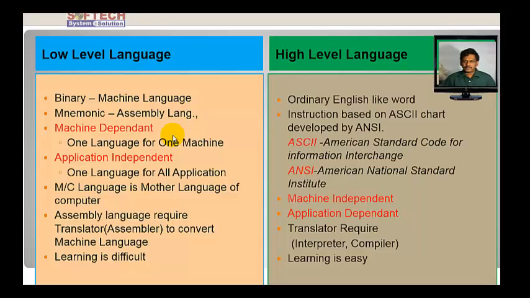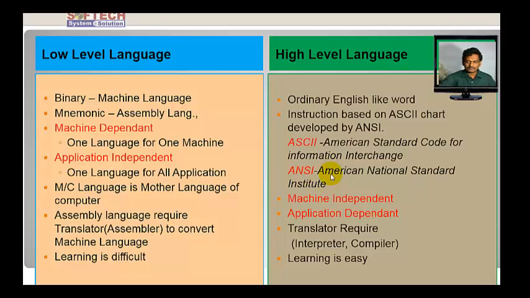Then instructions are based on the ASCII chart. That is, all instructions of high-level languages are based on the ASCII chart. That chart was developed by the American National Standards Institute, shortly called ANSI. What is the meaning of ASCII? ASCII is American Standard Code for Information Interchange. ANSI is American National Standards Institute, one of the research and development institutes.